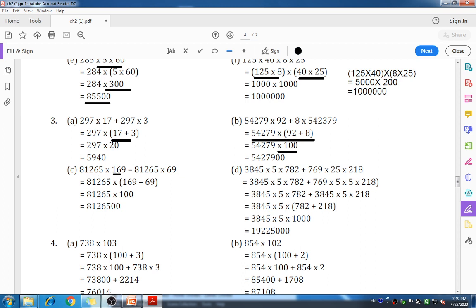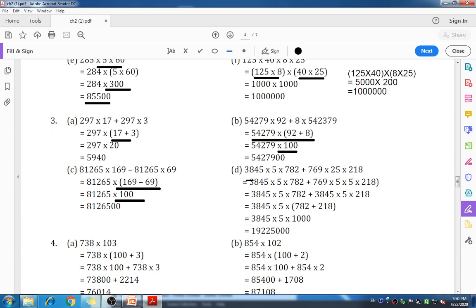Look at question number C. 81,265 into 169 minus 81,265 into 69. Look, 81,265 is common. So we wrote it outside of the bracket, and in the bracket we wrote the remaining, that is 169 minus 69. 169 minus 69 gives us 100, and multiplication with 100 is very easy, that we know very well. So my answer is 81,26,500.